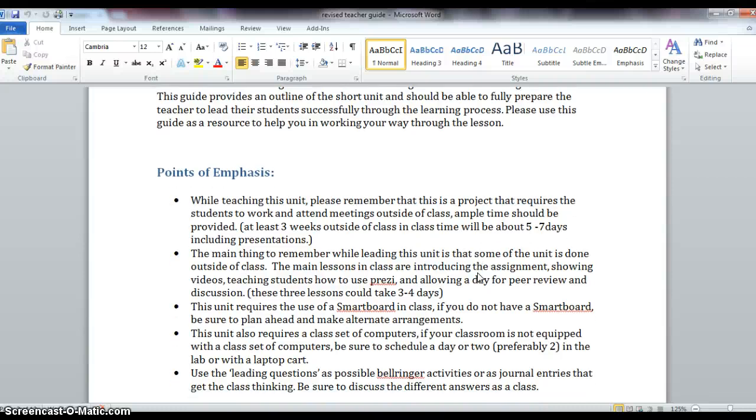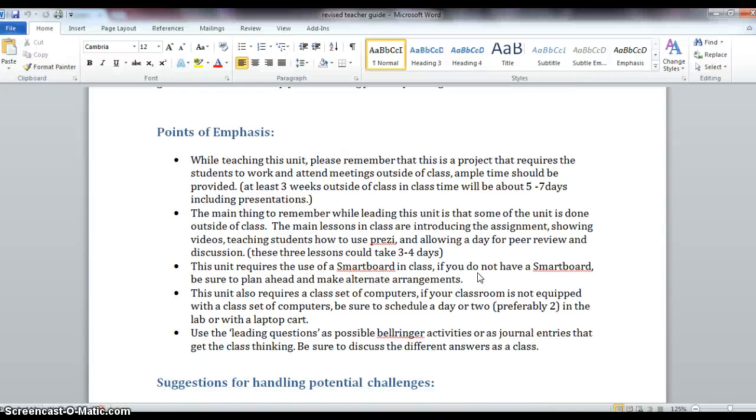I have yet to implement this lesson completely just because it doesn't fit into my pacing guide until the third nine weeks. It goes through some of the points of emphasis: you need different technologies, a computer, a lab of computers for the students, and I used my leading questions as board work or bell ringer activities or journal entries, just to get the class thinking.